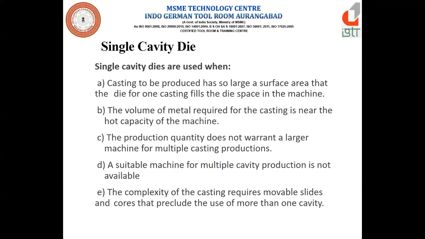Single cavity dies are used when the casting to be produced is so large that the die for one casting fills the die space in the machine. Second, the volume of metal required for the casting is near the shot capacity of the machine. Third, the production quantity does not warrant a large machine for multiple casting production. Fourth, a suitable machine for multiple cavity production is not available. Fifth, the complexity of the casting requires movable slides and cores that preclude the use of more than one cavity.